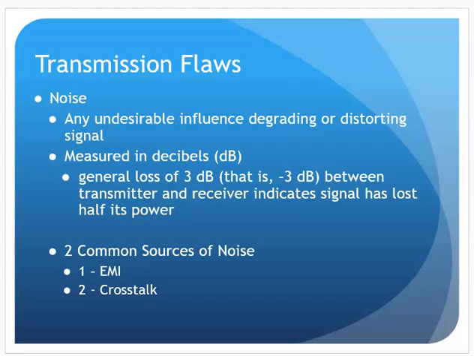So a general loss of 3 decibels, negative 3 decibels, between transmitter and receiver indicates the signal has lost half of its power. Then if I go another 3, it's half of that, and then half of that. So it's going to decrease exponentially. It'll go so far and then drop off significantly in signal strength. Two common sources of noise are EMI and crosstalk.